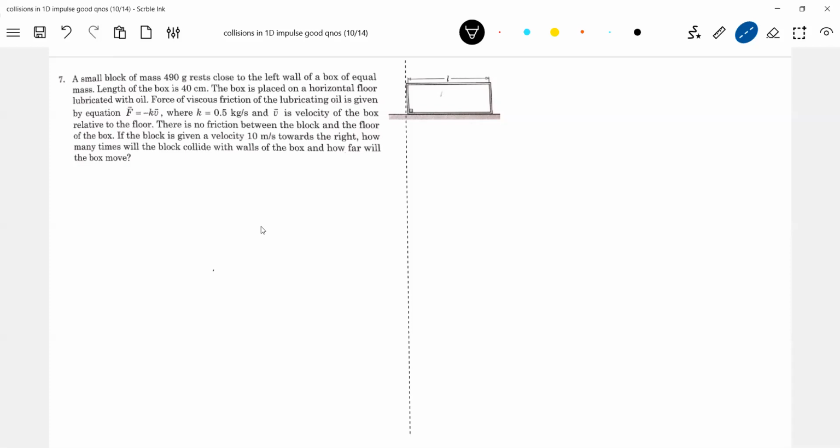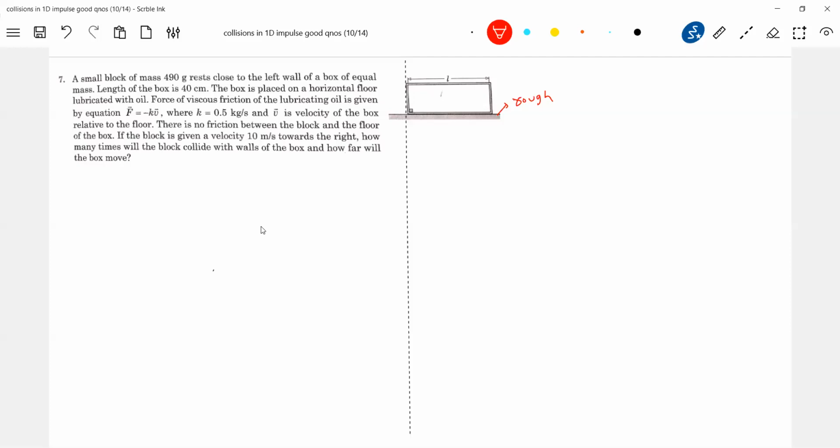Now look at the question. There's a viscous force. This will be rough. This will be rough. There's no friction between the block and the floor of the box, and there'll be a friction between the box and the ground.